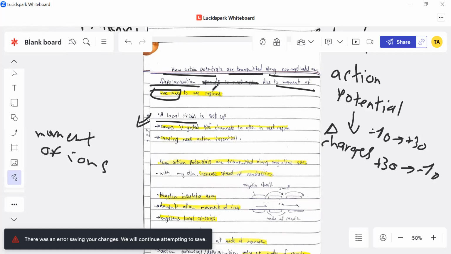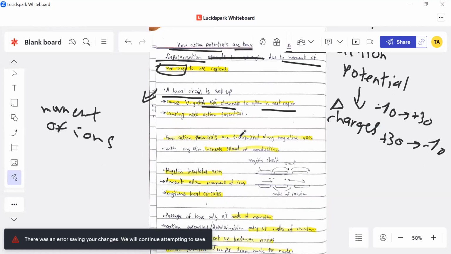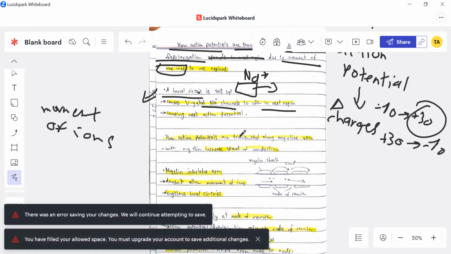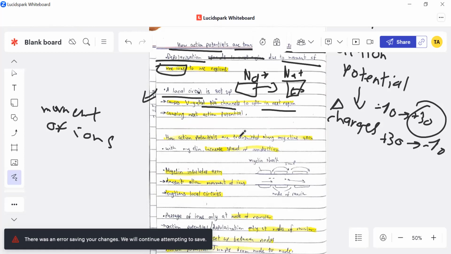Because of this movement of ions, your sodium channel opens in the next region, sodium ions enter the cell, and the cell becomes depolarized. So how does a local circuit get set up? Sodium channels open in one region, sodium ions enter the cell and it becomes depolarized, and then the action potential moves to the next region, and then sodium channels open, sodium enters the cell, and depolarization spreads like this.